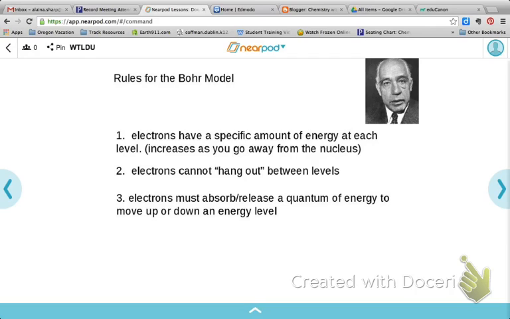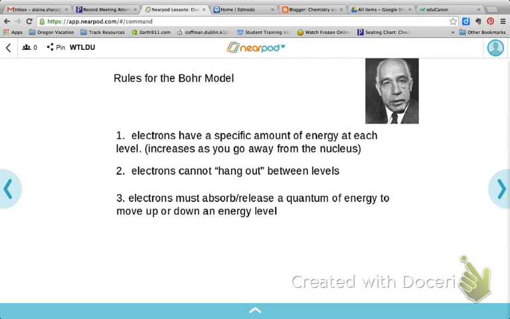So here are the rules for the Bohr model according to Bohr, who is pictured here at a much older age than your original picture in your notes. Number 1, he said electrons have a specific amount of energy at each energy level. So we kind of talked about that already, and we already talked about how that increases as you move away from the nucleus because electrons like to be close to the nucleus since they're oppositely charged.